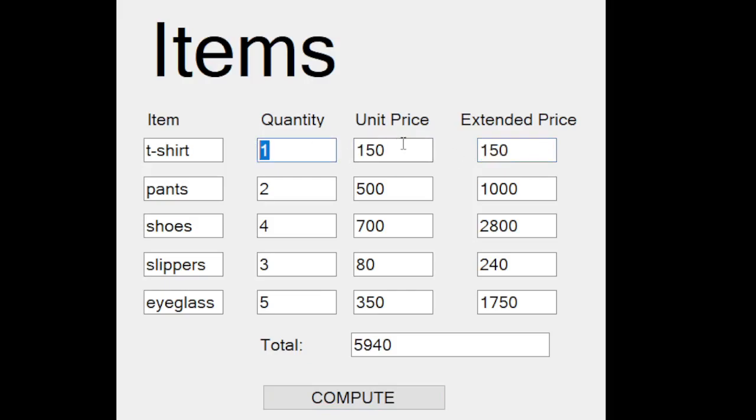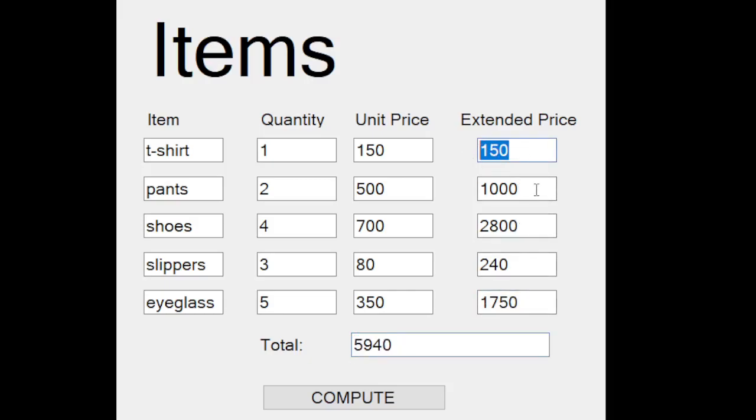So, for example, 1 times 150, that is 150. So, 2 times 500, that is 1,000. 4 times 700, that is 2,800. 3 times 80, that is 240. 5 times 350, that is 1,750. And then it will compute also for the total.